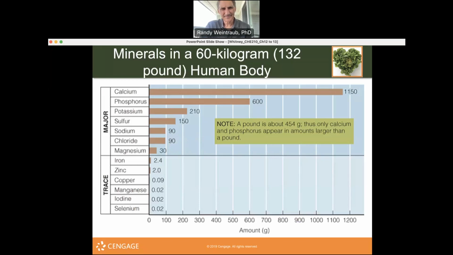It's a nice figure from the book with minerals, a comparison of the major minerals. See at the top, most is calcium. A few pounds of calcium. Phosphorus, those two, of course, major components of bone. Potassium, sulfur, sodium, chloride, magnesium, and then the trace elements, low amounts, but just as important.